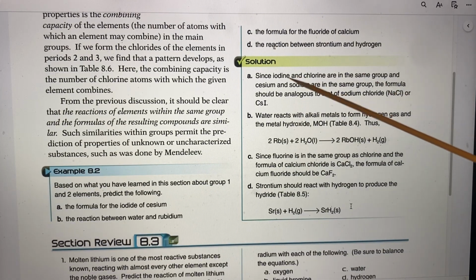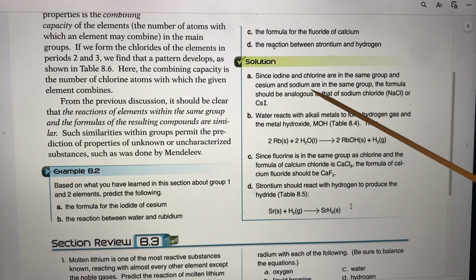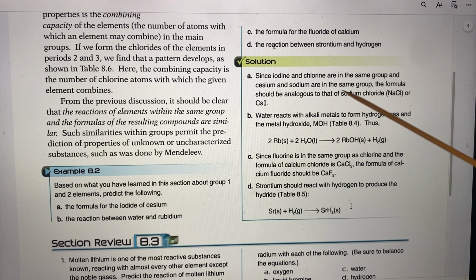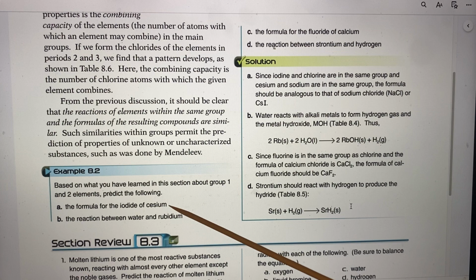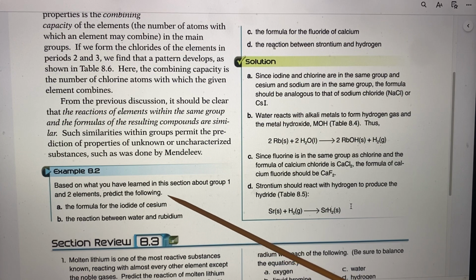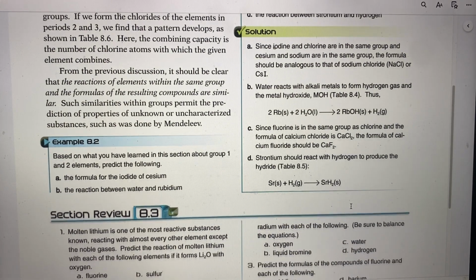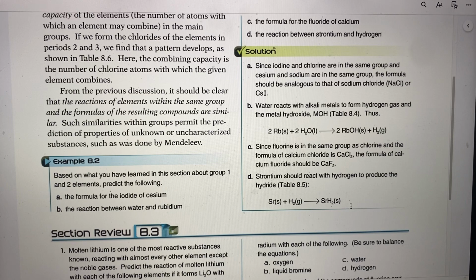Okay. Since iodine and chlorine are in the same group, and cesium and sodium are in the same group, the formula should be analogous to sodium chloride. So it tells you to predict based on group one and group two. What did I say? Oh, I'm on the wrong question. I'm sorry. Let's go up to example 8.2. Let's read it over.